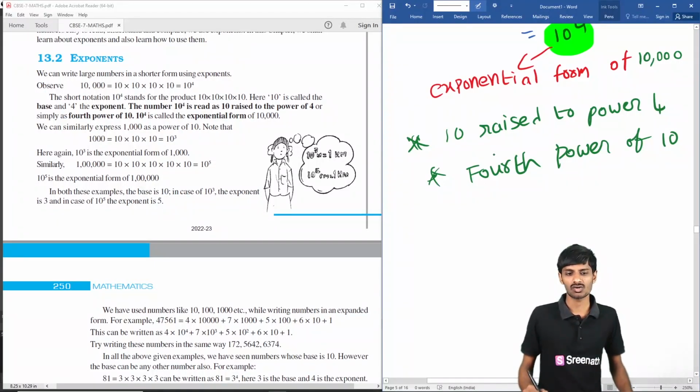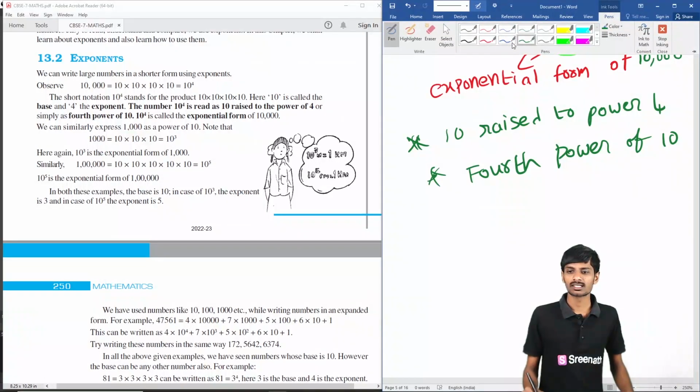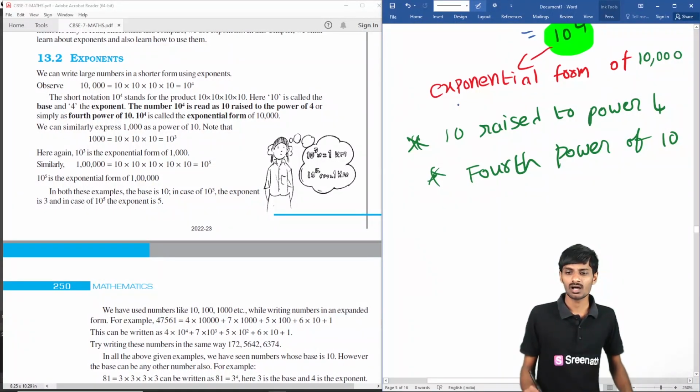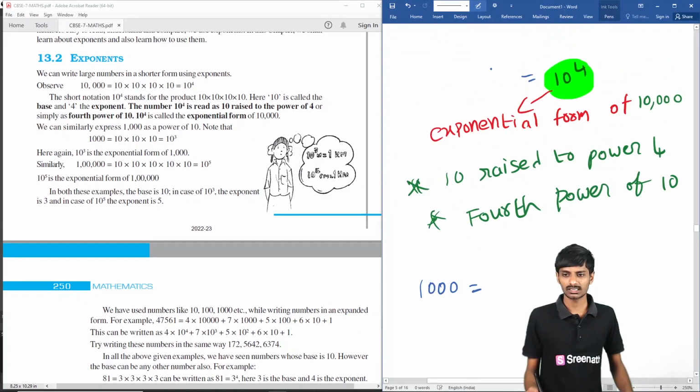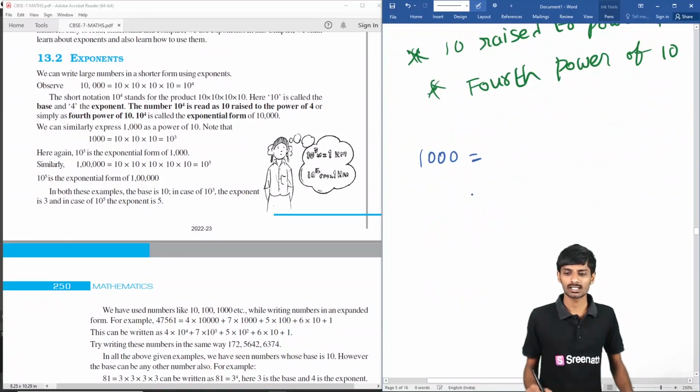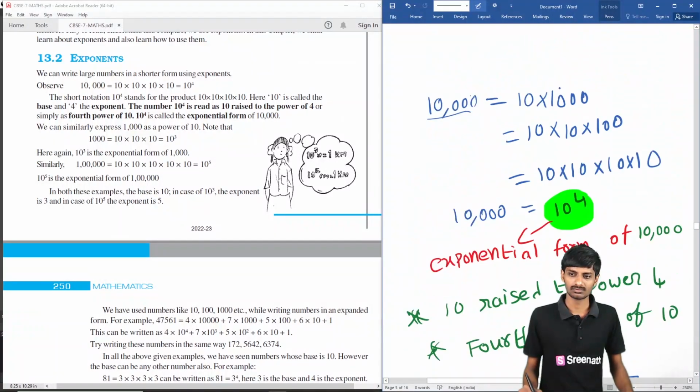Okay, and in the same way, how can you express 1000? We have expressed 10,000 as 10 power 4 and 1000 as 10 cube. Why? Because it is 10 into 10 into 10. It is 10 cube. If you observe here also.